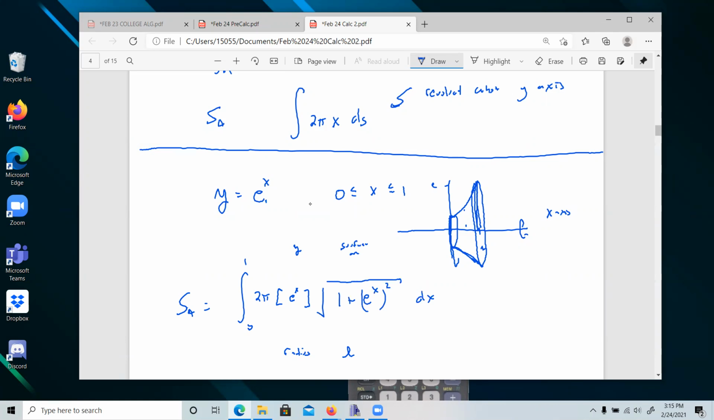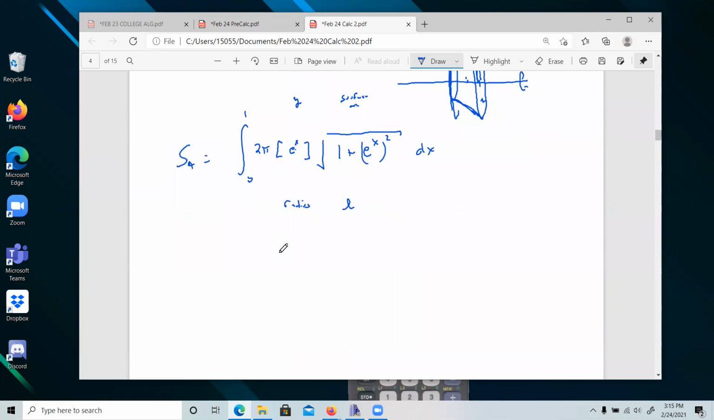dx. Okay, so my x was the radius, right? Y rather is the radius, which is e to the x. And then this bit in here is the surface area for e to the x. Okay, so let's clean that up a little bit. So we have surface area is equal to the integral from 0 to 1 of 2 pi e to the x, square root of 1 plus e to the 2x dx. Okay, what could be easier?